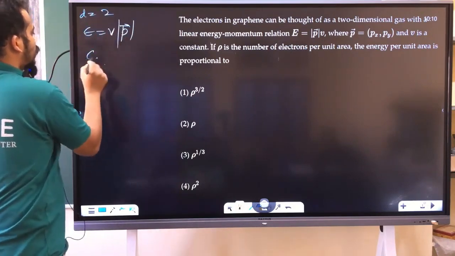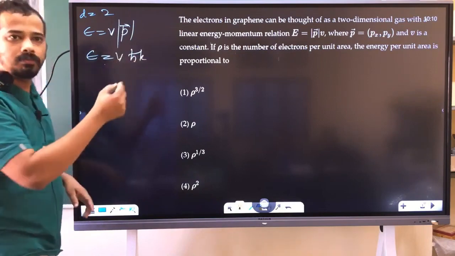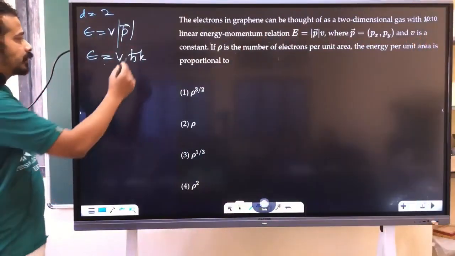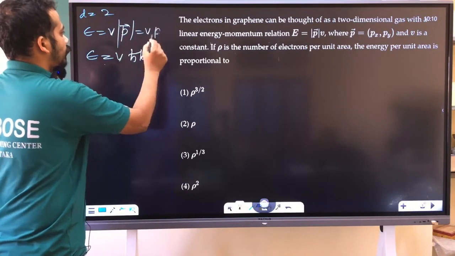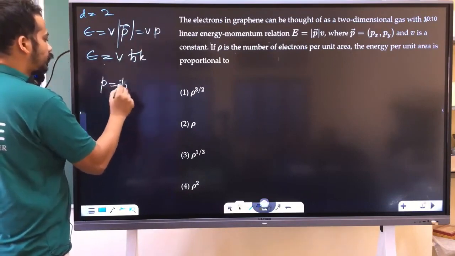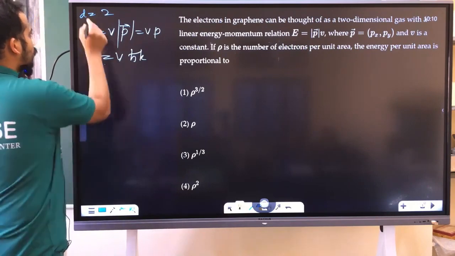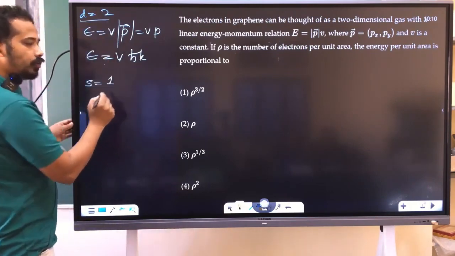Okay. So then E is equal to V into h bar into k modulus, the magnitude value h bar into k. I mean k power 1, isn't it? So I'll write it as just V into P. Magnitude of P is equal to h bar into magnitude of k. So that's why D is equal to 2. Then s is equal to 1.